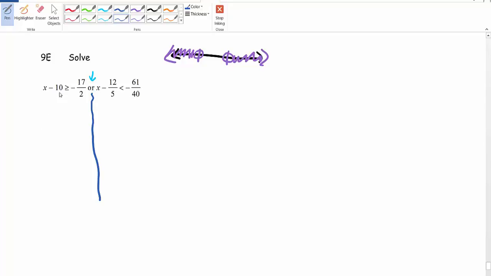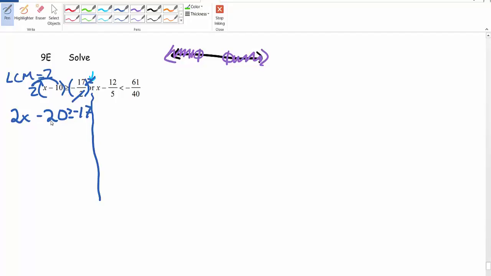Now, as we go ahead and solve this left one, all we have to do is multiply both sides by the LCM first. In this case, the bottom number is 2, so we're going to use 2 on both sides, and that'll be our LCM. On the left side, we'll distribute the 2. 2 times x gives us 2x. 2 times negative 10 gives us negative 20. Is larger than or equal to. On the right side, 2 goes into 2 one time, and so we just have negative 17.